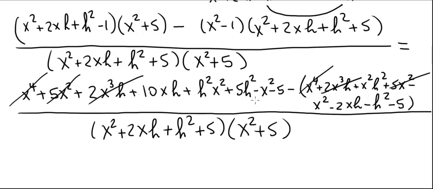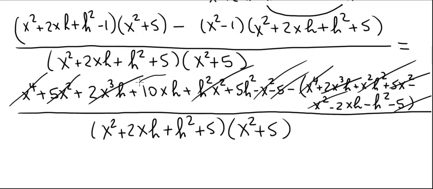And then we have negative x squared here minus a negative x squared here, minus 5 minus a negative 5 also cancel. And let's see what we have left. We can also cancel h squared x squared minus x squared h squared. Those are all the same terms. And let's look at what we have left.